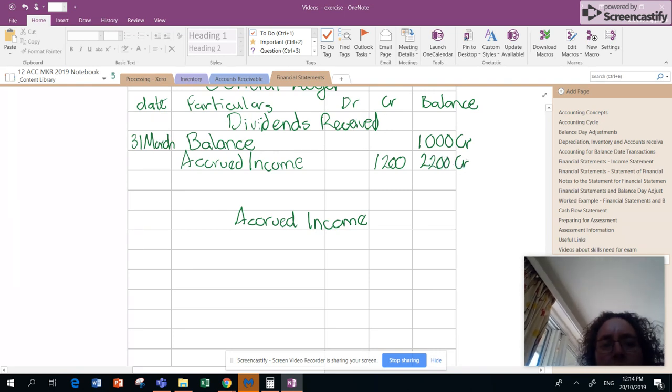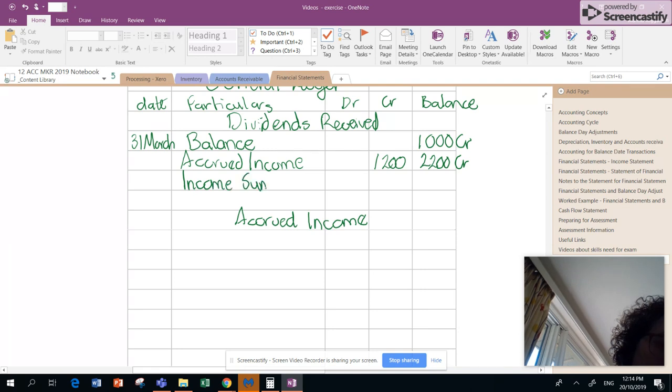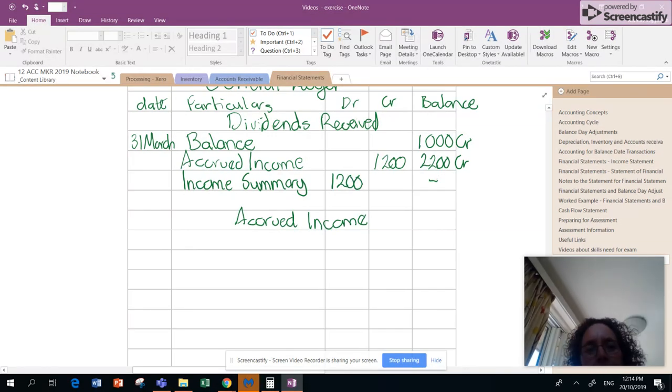Then the next thing we've got to do is, do we need to close this? Yes, it's an income account, so we're going to close it to income summary. And to close it, we want it to go to zero, so we're going to debit it by $1,200, leaving us with a zero balance.